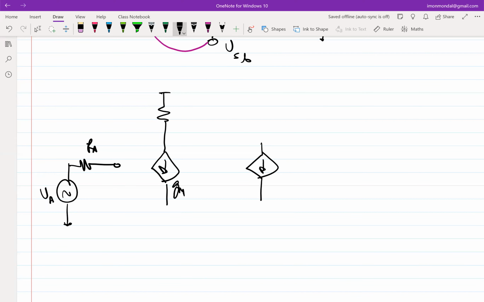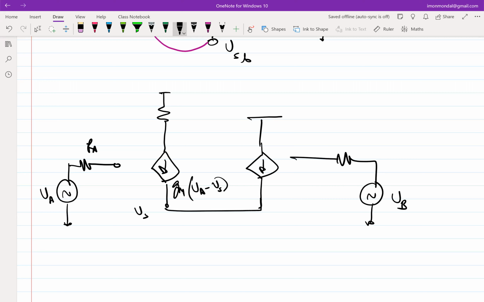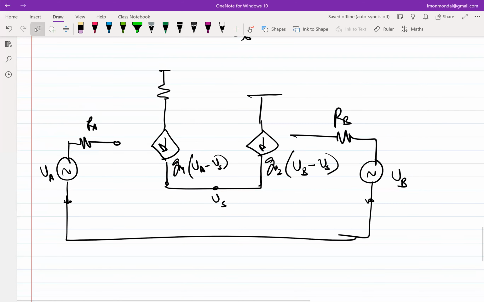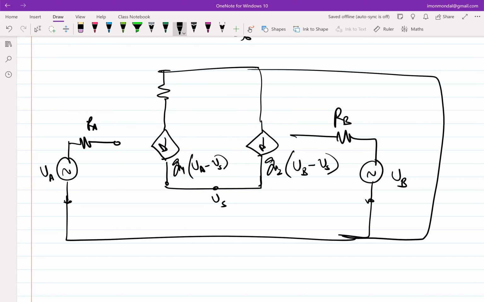So this is GM1 times VA minus VS. And since we're connecting these two, both VSs are the same, this is grounded, and you have RB. So this is GM2 times VB minus VS, where this is the VS. By the way, note that these sources are connected. I mean, these are shorted incrementally, and this is also shorted to that.